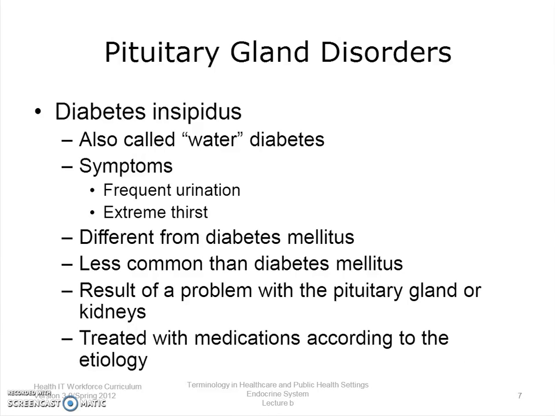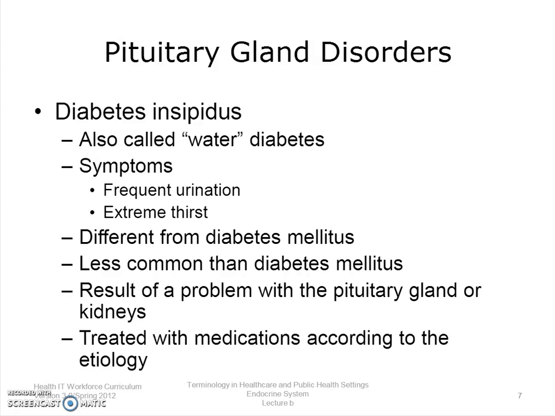Diabetes insipidus, also known as water diabetes, causes frequent urination. A person becomes extremely thirsty and drinks. Drinking results in frequent urination, and a cycle of drinking and urinating can prevent adequate sleep. The body produces large volumes of urine, which is almost all water.